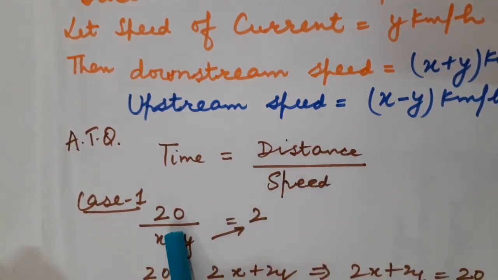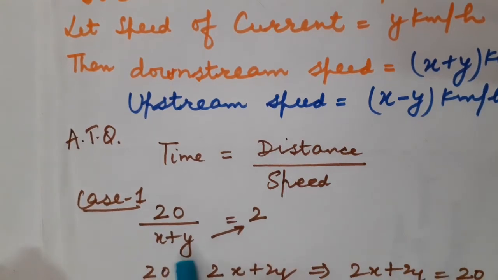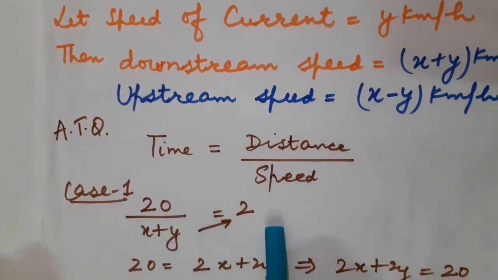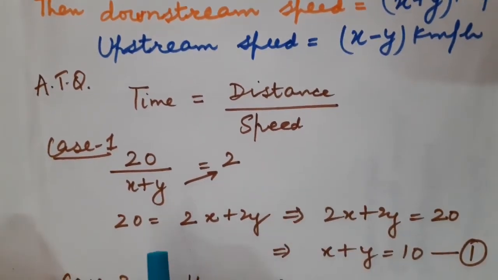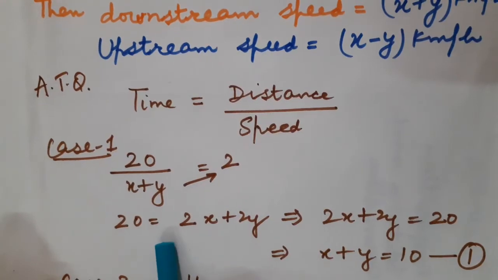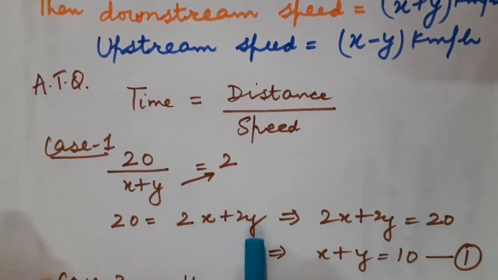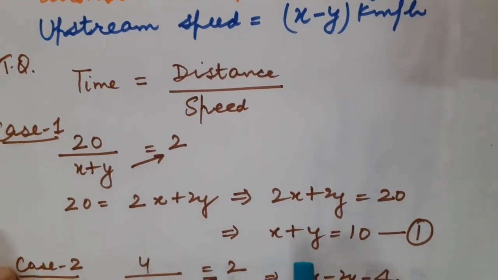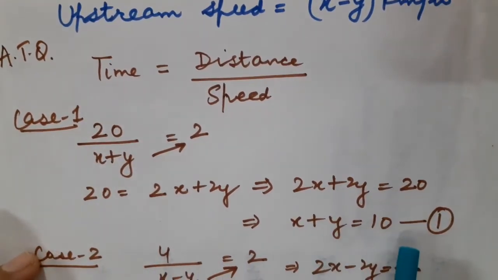What is distance in first case? 20 km. What is the speed? Because we are dealing with downstream speed first, definitely I have to take x plus y, which is equal to 2 hours. While cross multiplying children, you will get 20 is equal to 2x plus 2y. So it implies 2x plus 2y is equal to 20. Means x plus y is equal to 10.